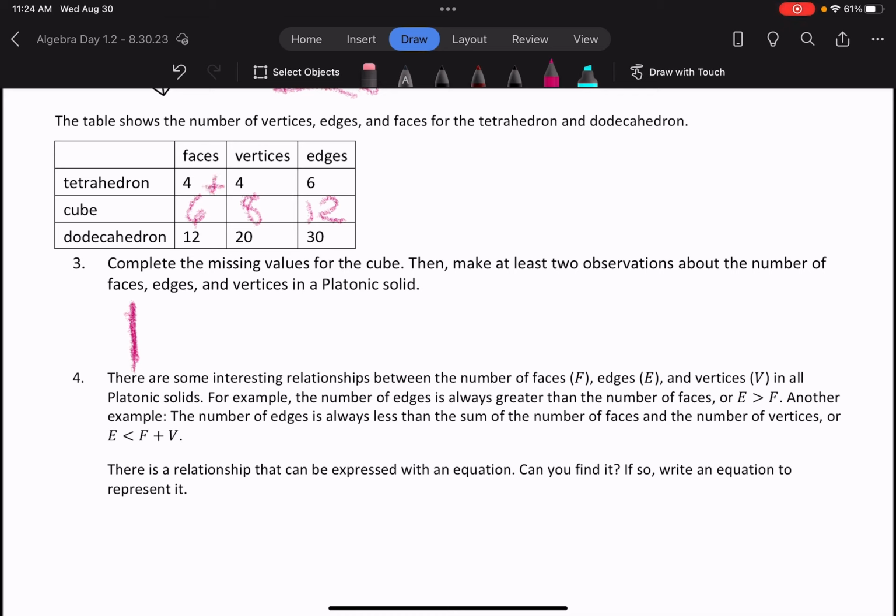So I'm going to ask for you to, now that I've showed you that relationship, can you write an equation to represent it? So knowing that information, knowing the pattern, can you write an equation using your variables to represent that relationship?